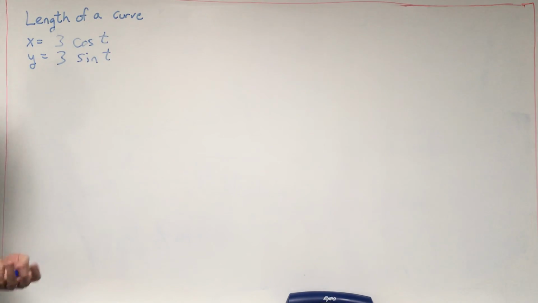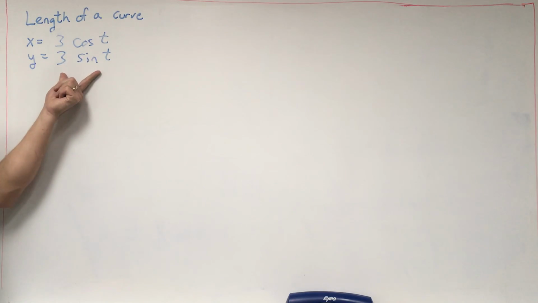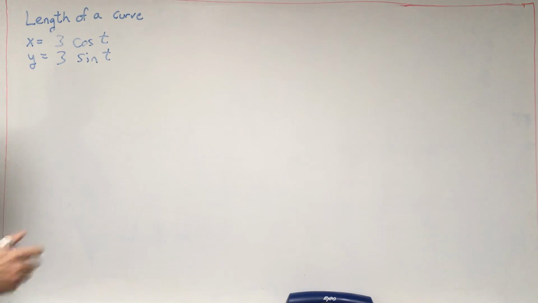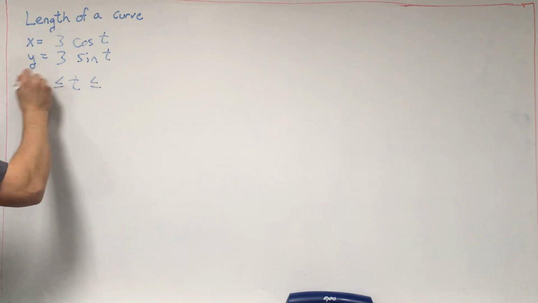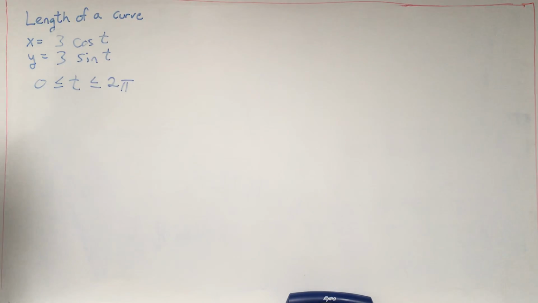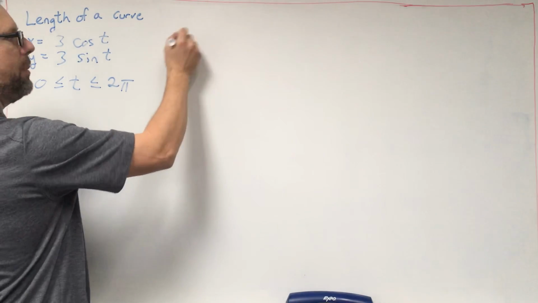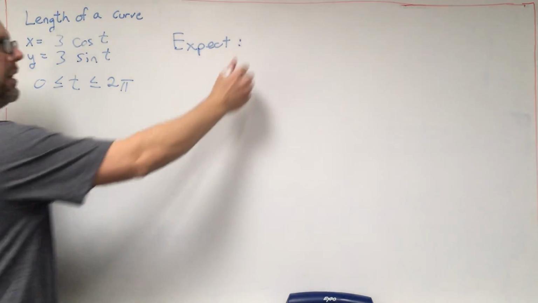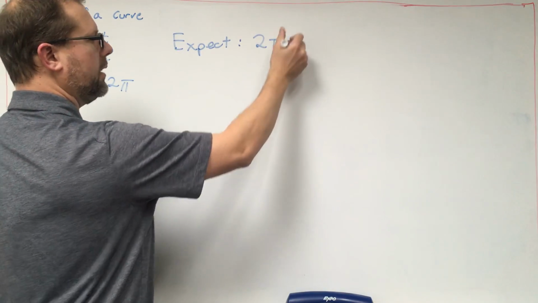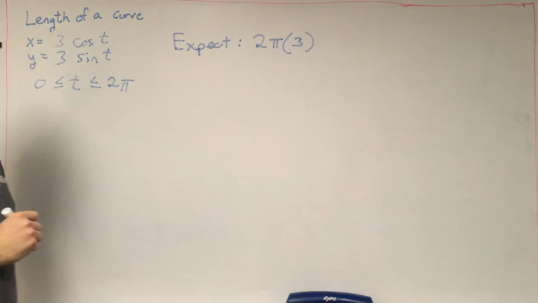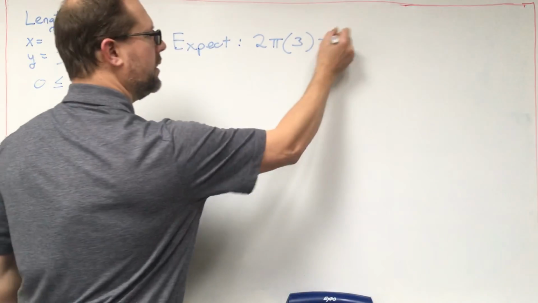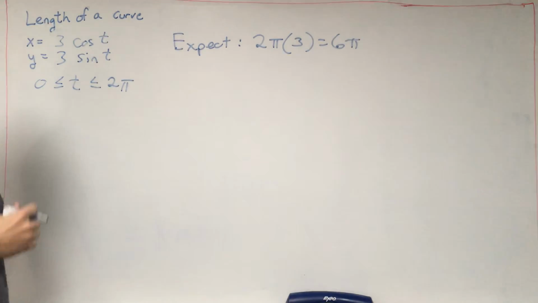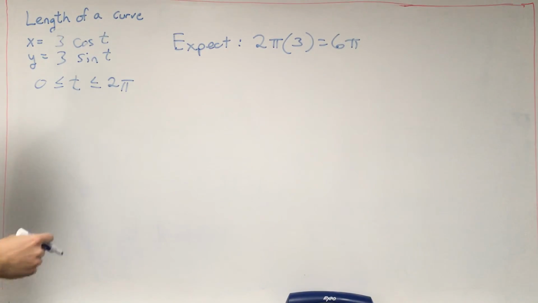So hopefully by now you recognize that this is going to be a parametrization of a circle. And if I'm going to look at t ranging from 0 to 2 pi, I expect that's going to be one lap around the circle, and the length of that curve is going to be the circumference of the circle. So my expectation is that the length is going to be 2 times pi times the radius of the circle, and so 6 pi. But how do we do this with the techniques that were just described?